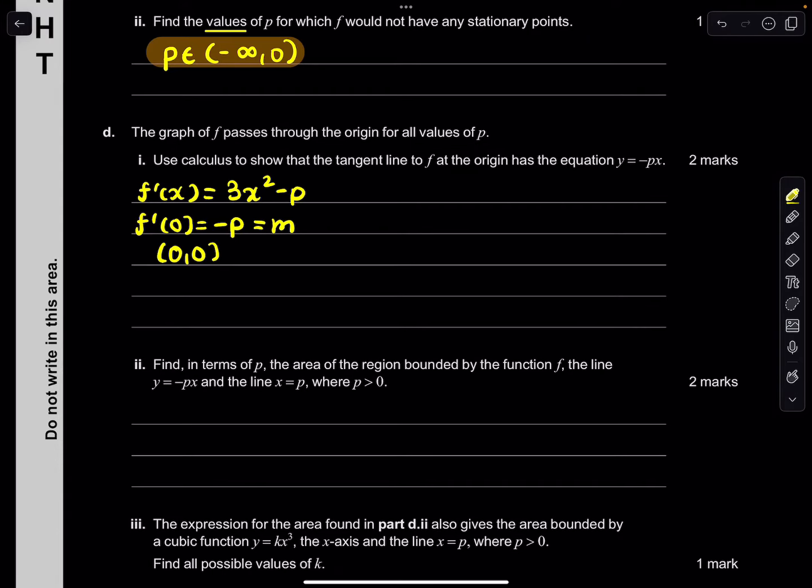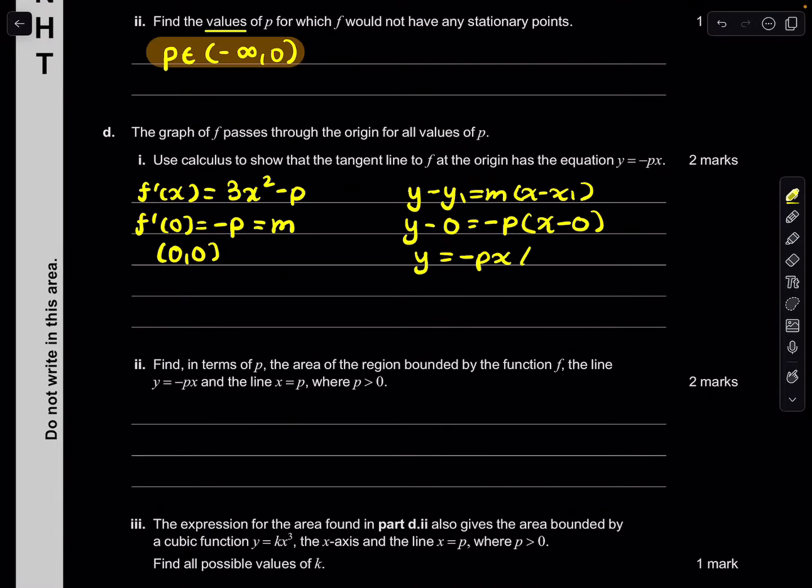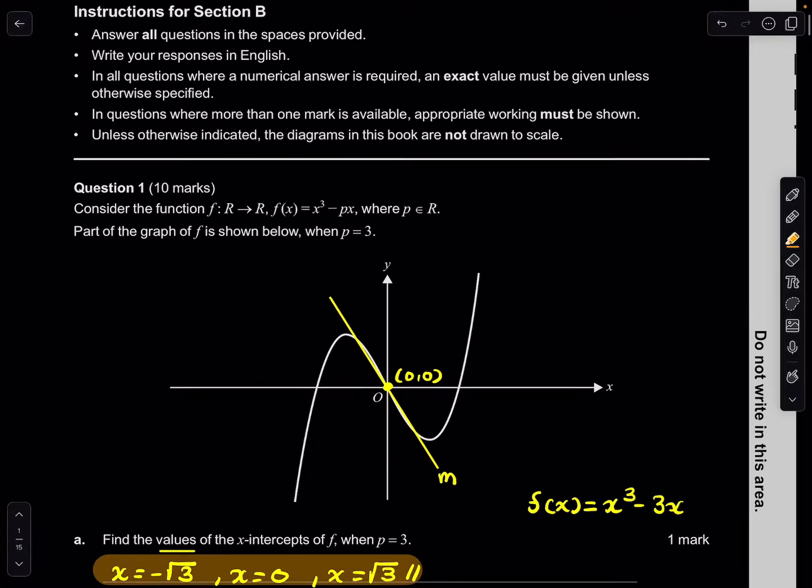So using y minus y1 equals m times x minus x1, which is the equation of a tangent, we sub those all in. So y minus, what's your y value? It's 0. What's your gradient? It's negative p, we found out. And x minus 0, basically. So subbing all this in, we get y equals negative px. Aha, we have proved that the equation of that tangent is given by this formula. Beautiful. That is it for that one. And yeah, it makes sense.